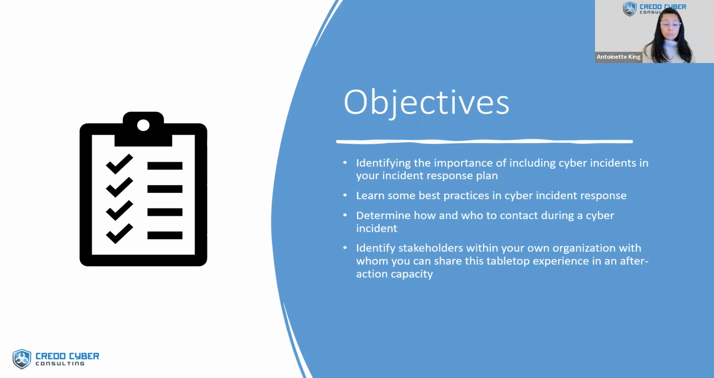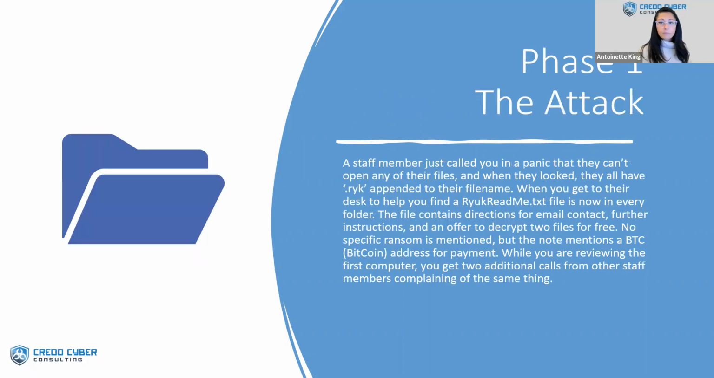So we also want to teach some best practices in incident response, determine how and who to contact during a cyber incident, and identify the stakeholders within your organization with whom you can share this information after we complete this activity, and then talk to them in an after action capacity to say, hey, we talked through some of these things, maybe we have them in place, but I'm not sure. And if you don't know, that means that there's a deficiency in communication. So that's important to think about.